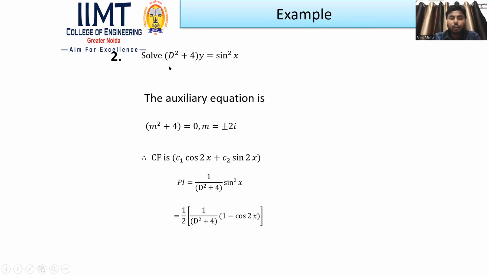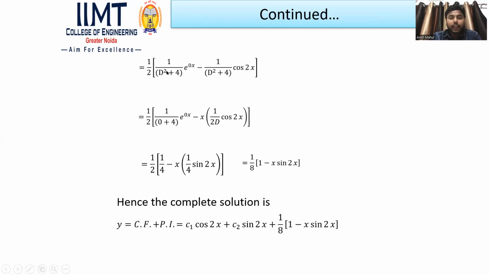Another example is solve (D² plus 4) y equals sin² x. Then the auxiliary equation is m² plus 4 equals 0. Solve m² plus 4, we get the values of m is plus minus 2i. So then CF is c1 cos 2x plus c2 sin 2x, and PI is 1/(D² plus 4) sin² x. So sin² x equals (1 minus cos 2x)/2. So solving this, we get 1/2 times 1/(D² plus 4) e^(0x) minus 1/(D² plus 4) cos 2x.